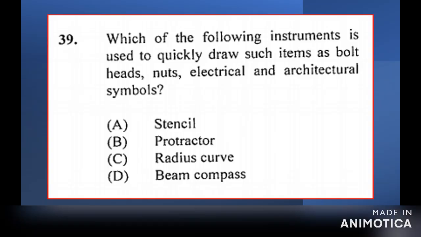Which of the following instruments is used to quickly draw such items as bolted nuts, electrical? Okay, so that would be a stencil. Stencil has pre-drawn shapes that you can use. Okay, so the answer would be A, 39. 40. I cannot see. Okay, bisecting an angle. So the proper method shown would be A. Okay, so it shows the proper method of bisecting an angle. So that would be A.